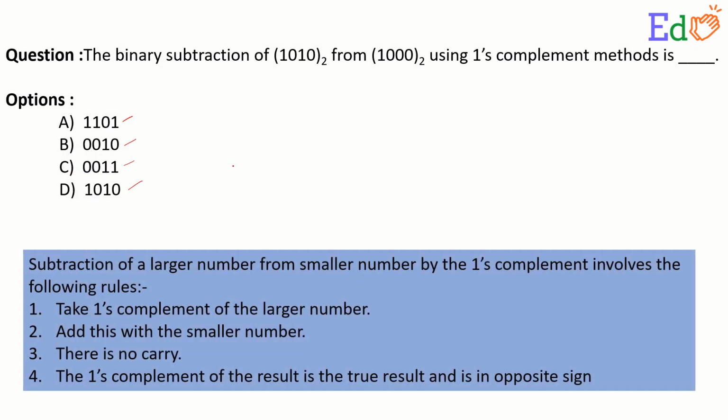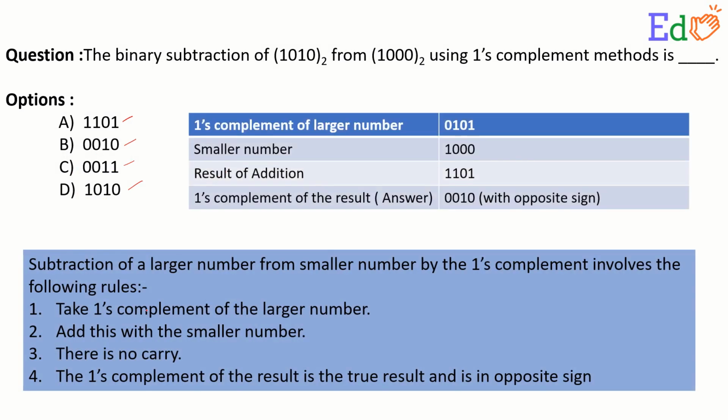So for binary subtraction, we shall follow the following steps. First, we have to take 1's complement of the larger number. Then we shall add the smaller number. We shall ignore the carry and then we shall take 1's complement of the result to get the true result in its opposite sign. The sign reverses.